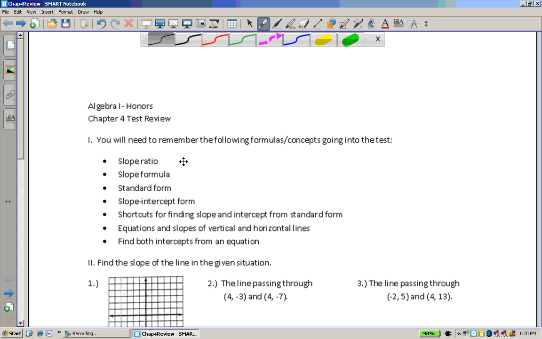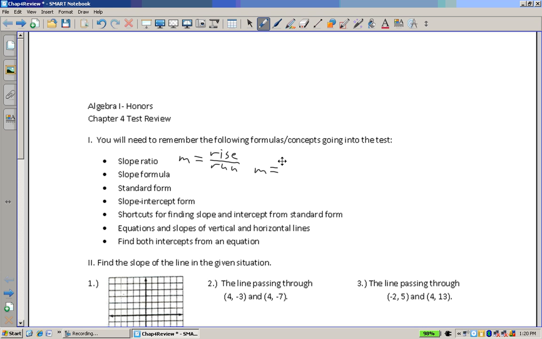Slope ratio. Well, the slope ratio, m equals rise over run, divided by the run. You could also think of that as the change in the vertical component divided by the change in the horizontal component. Slope formula, the traditional slope formula: m equals y sub 2 minus y sub 1 divided by x sub 2 minus x sub 1.